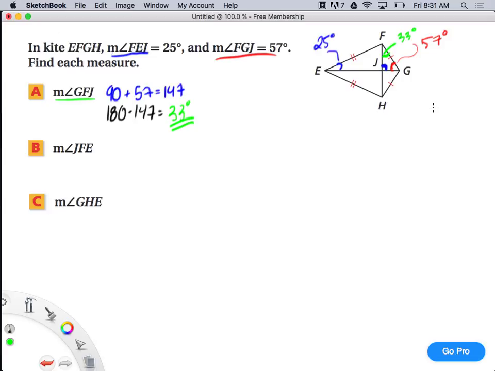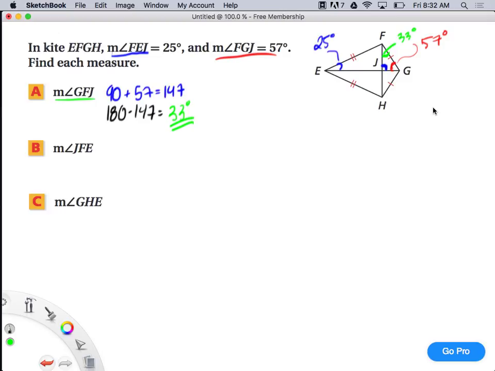33 degrees. Another way, guys, that you don't have to do this. It's a little confusing, so just don't be confused. If this doesn't work for you, then fine. But if you know one of the angles is 90 degrees, then the other two just have to add up to 90. Does that make sense? If one of them is 90, then the other two just add up to 90.